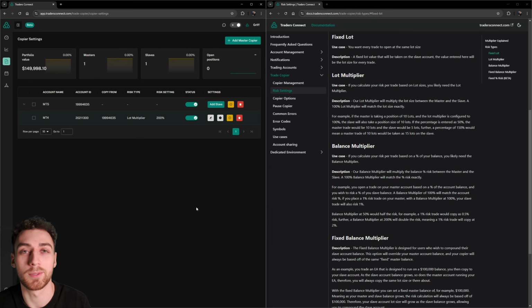For example, with this one, I'll try and give examples. If your master opens 2 lots, your slave will open 4. If your master opens 6 lots, your slave will open 12 lots. So I think I've explained that one really thoroughly. Okay, so we're going to get a little bit more complicated now.